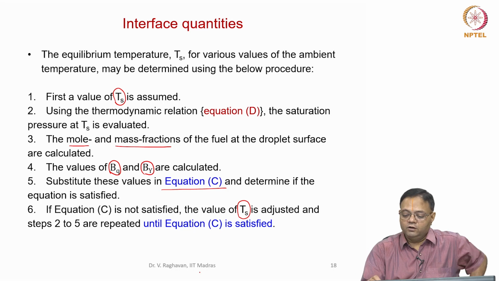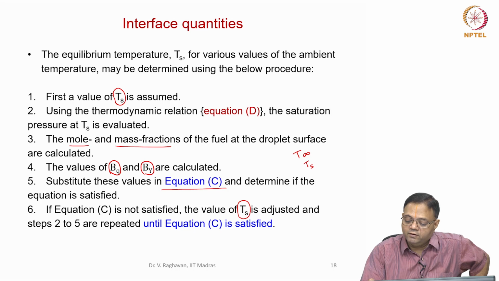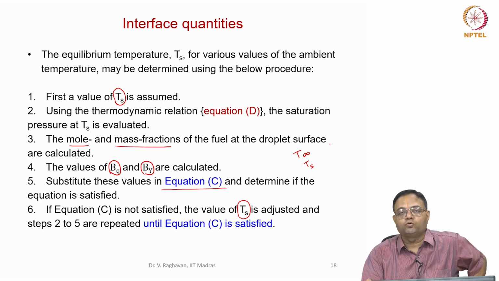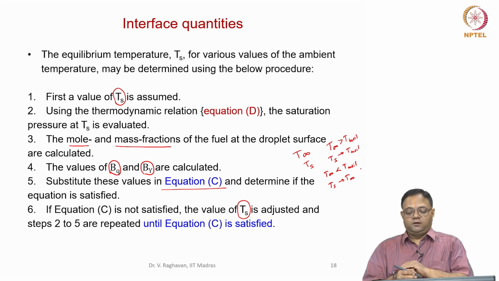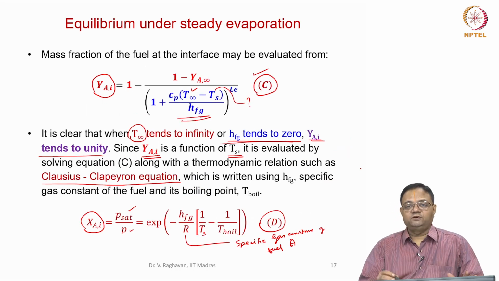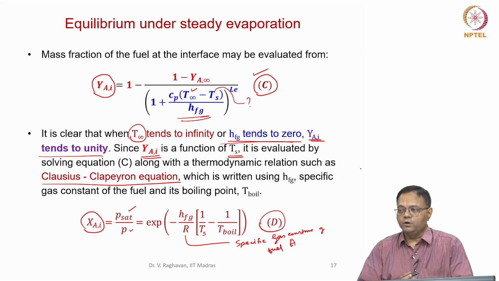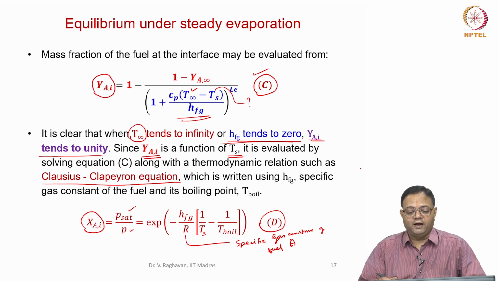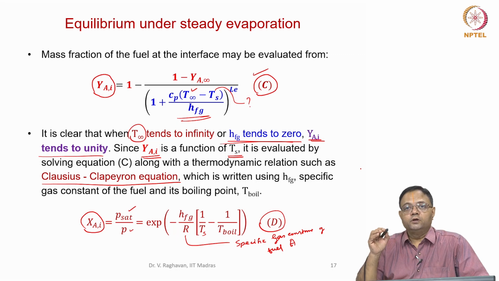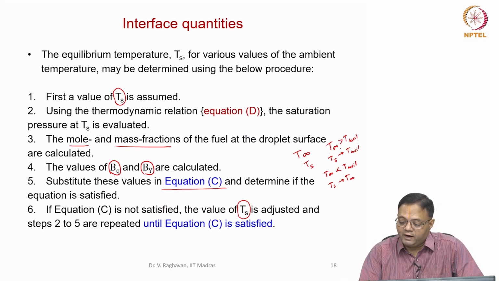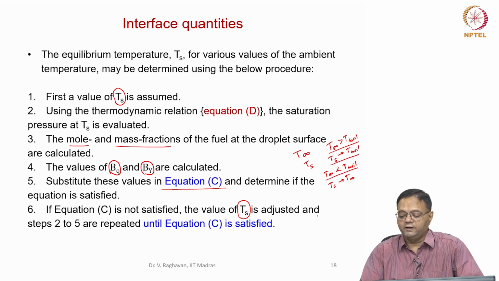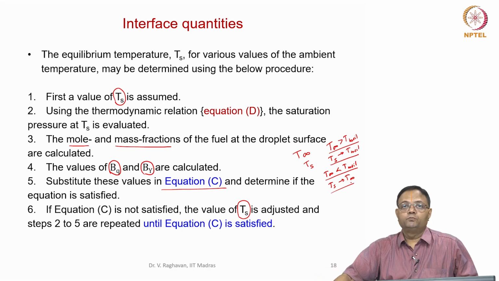If equation C is not satisfied, then the value of Ts is adjusted. Finally, for a given temperature T infinity, I will get a particular value of Ts, which can be either close to T infinity or close to the boiling point. If T infinity is greater than T boiling point, then Ts approaches T boiling point. If T infinity is less than T boil, then Ts approaches T infinity. So, the mass transfer and energy transfer both lead to only one particular equation for the steady burn evaporation mass flux, and the surface attains an equilibrium temperature based upon the value of T infinity. If T infinity is increased, the surface temperature also will increase. So, this is the procedure to follow to find the interface quantities.